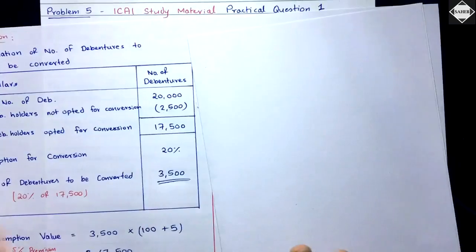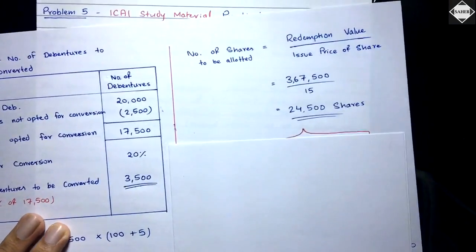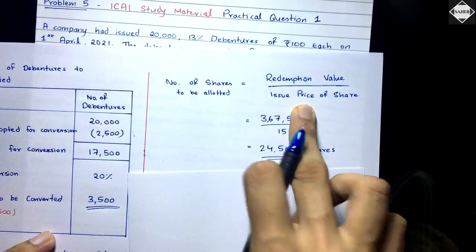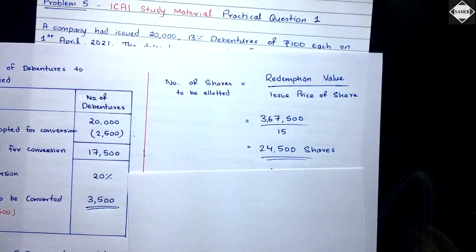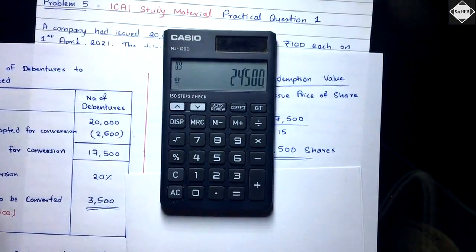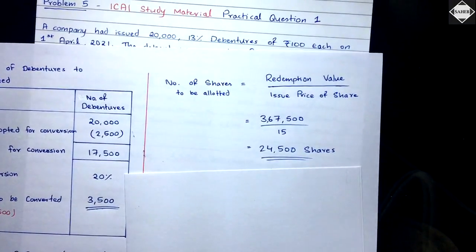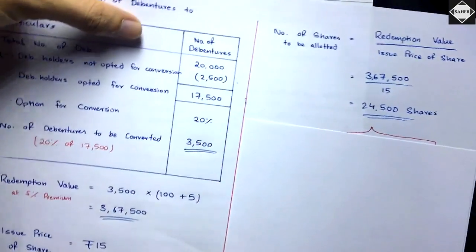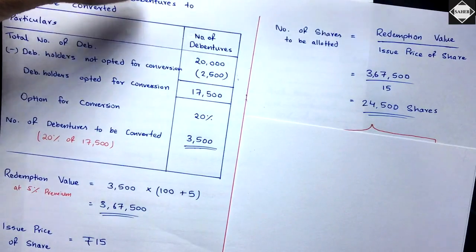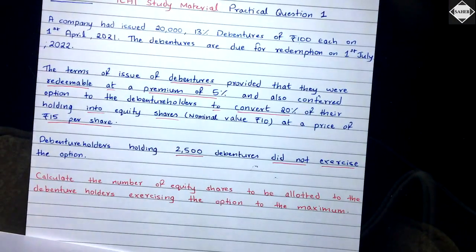Okay, fine. And then what you have to do is apply the formula. Simple. Number of shares to be allotted equals redemption value divided by issue price of share. So redemption value was 3,67,500 divided by 15, that's equal to 24,500. So 24,500 shares have to be allotted to the debenture holders who have these 3,500 debentures. Is that okay? So that's all you have to do.